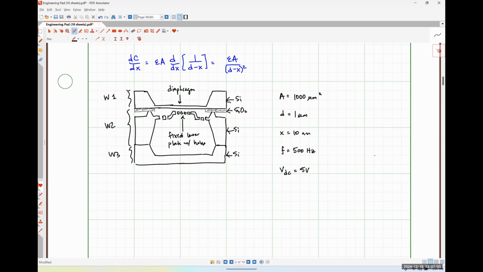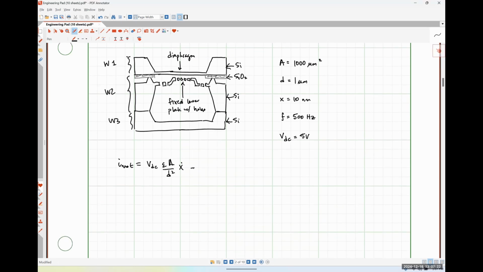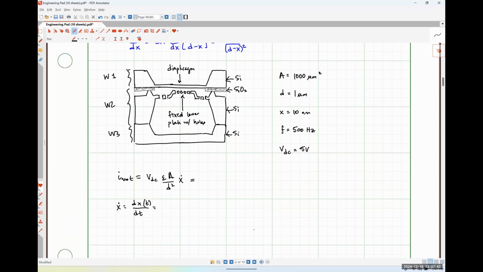So from a few minutes ago, we know that our motional current should be given by VDC times epsilon A over d squared times our velocity, right? So let's start by figuring out what our velocity is going to be first, okay? x dot is just a shorthand notation for dx by dt. Well, how can we reconstruct, based on the information that we're given, what our displacement signal is going to look like?